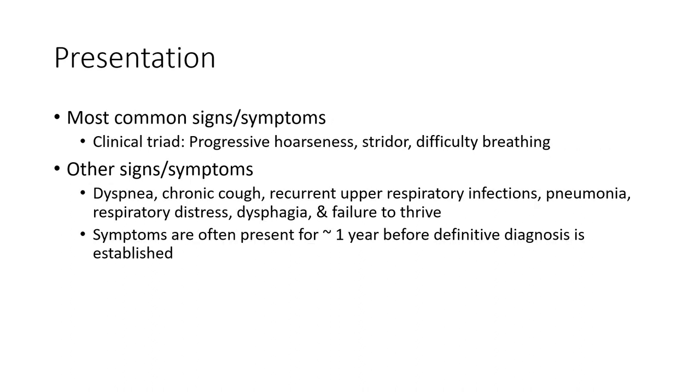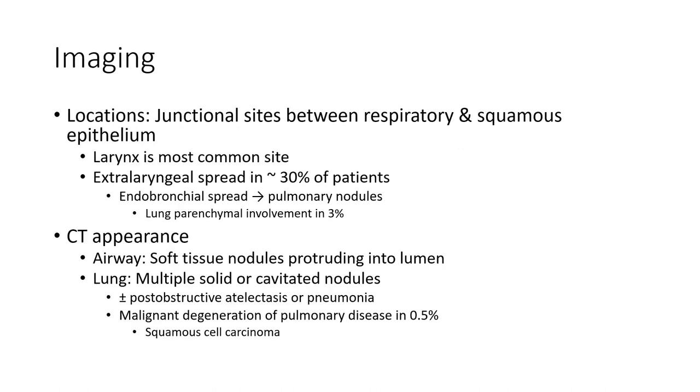Most common signs and symptoms, clinical triad: progressive hoarseness, stridor, difficult breathing. Other signs and symptoms: recurrent upper respiratory infection, pneumonia, respiratory distress, dysphagia, and failure to thrive. Symptoms are often present for 1 year before definitive diagnosis is established.